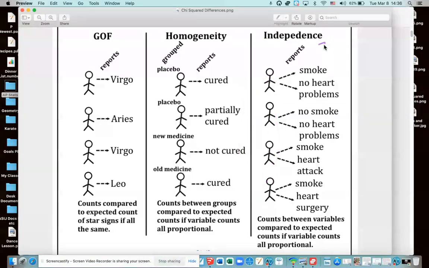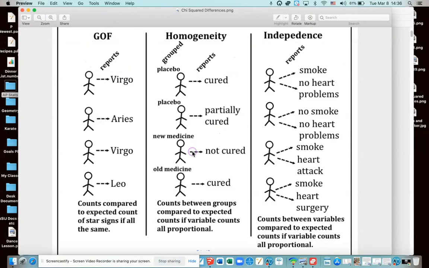So independence has two variables, homogeneity has one variable, and goodness of fit, I guess you call it a variable, but really it's comparing counts. So it's not really even a variable. It's just kind of comparing. I mean, it is, but you're comparing counts from what you see to what you expect. And what you expect is known ahead. Well, let's get into the details, shall we?